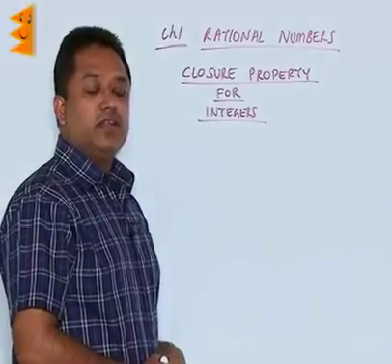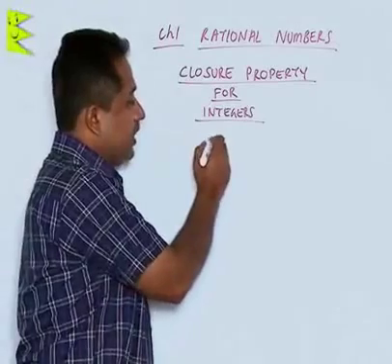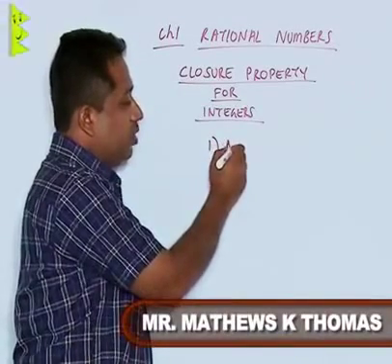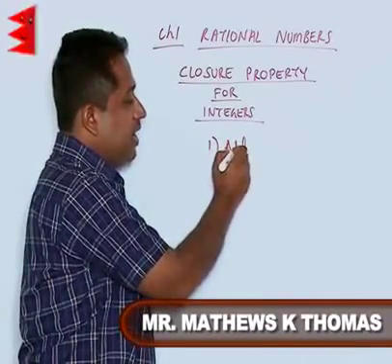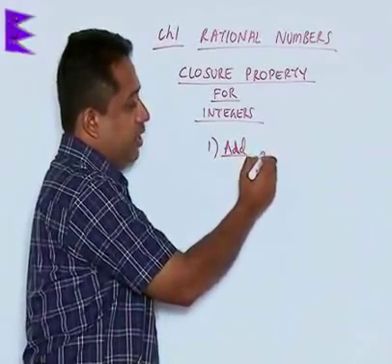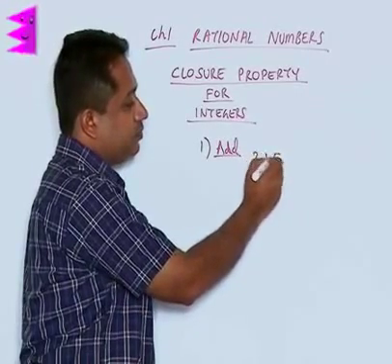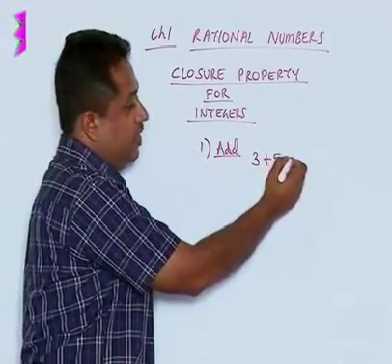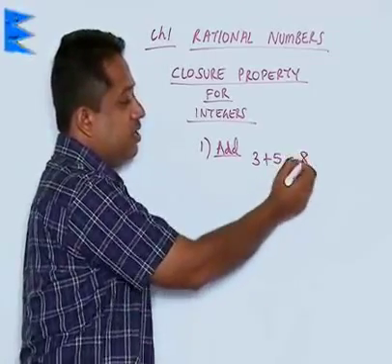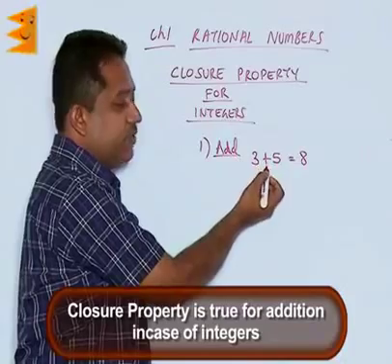Now let's consider the closure property for integers. First, let us consider the addition of two integers. When we add two integers, let's say we have an integer 3 and we are adding it to 5, both are integers, we get the result as 8. Now 8 is also an integer, so we can say the closure property holds good in case of addition for integers.